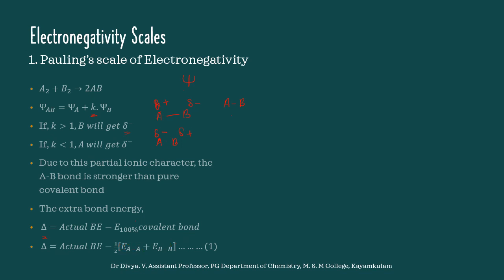Therefore we can write it as the extra bond energy is equal to the actual bond energy, which is a measured one, minus the arithmetic mean of the covalent energies of AA and BB molecules.